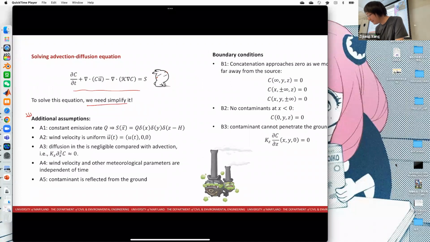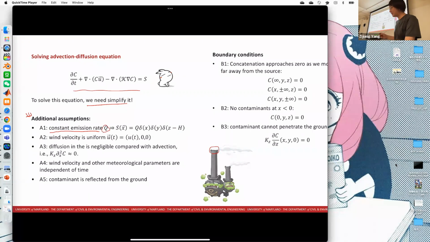For the first one, we assume there is a constant emission rate. In other words, when the stack is blowing out air pollutants, we assume the amount per unit of time is constant. It will not change with time. So basically, Q, we can just consider it as a constant.